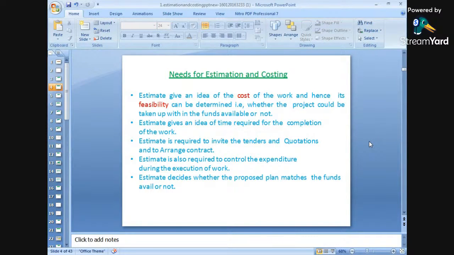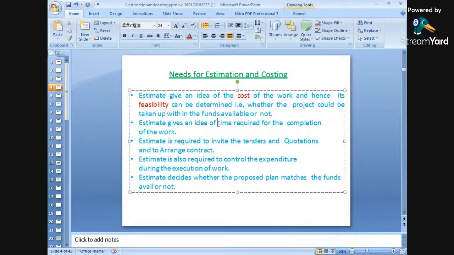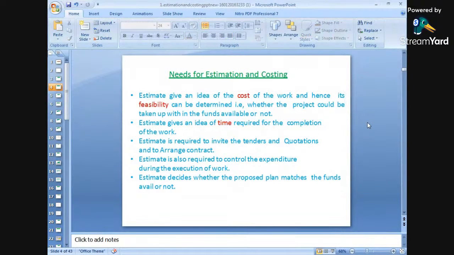Number two is that the estimate gives an idea of the time required. Yes, most important nowadays is time. Time is precious because we have to complete a particular project within the prescribed time. So time is also important while finding out the cost of any structures. The estimate gives an idea of the time required for completion of the work.